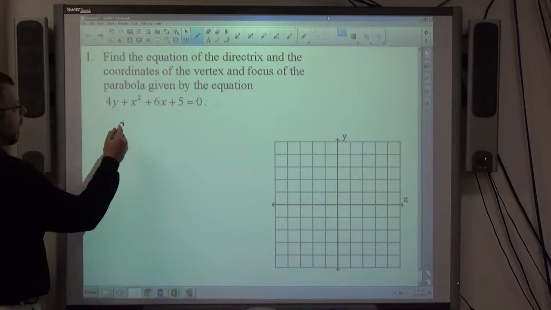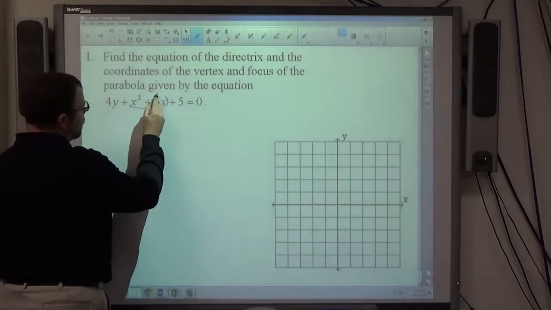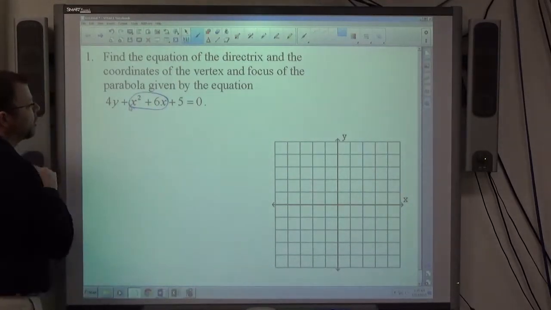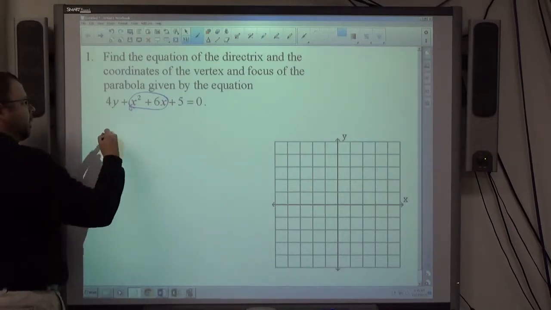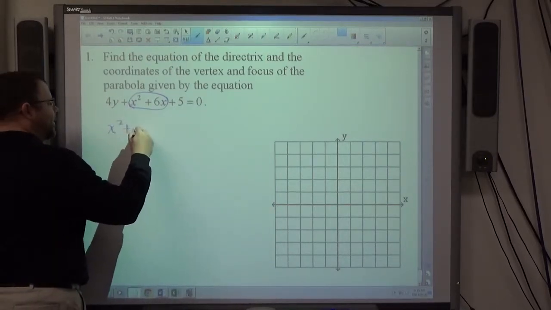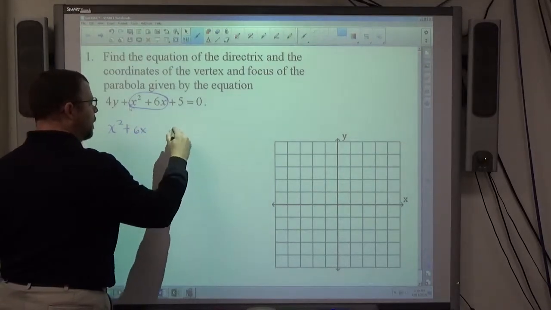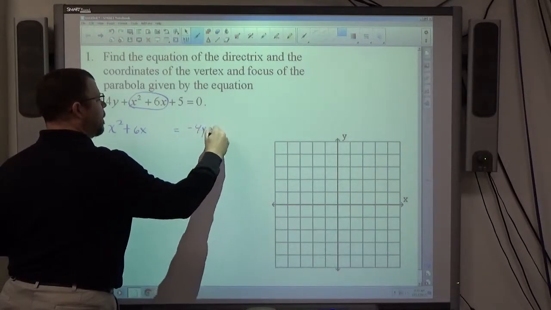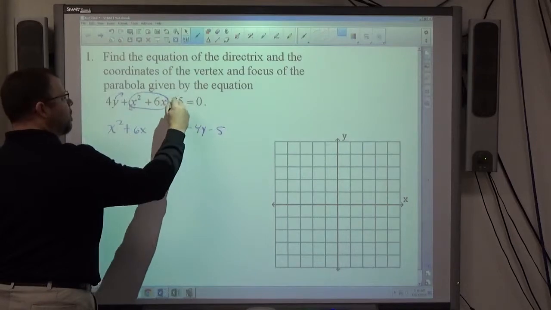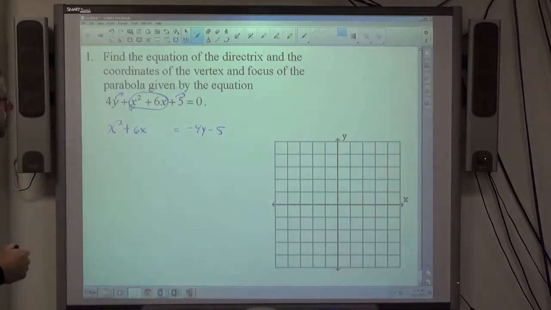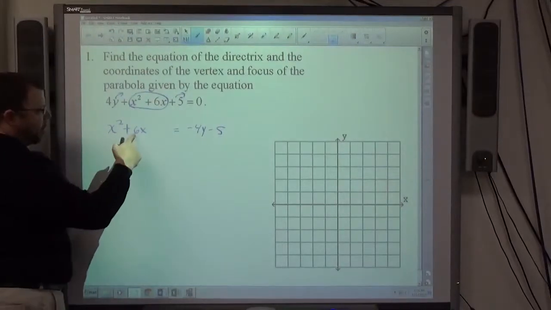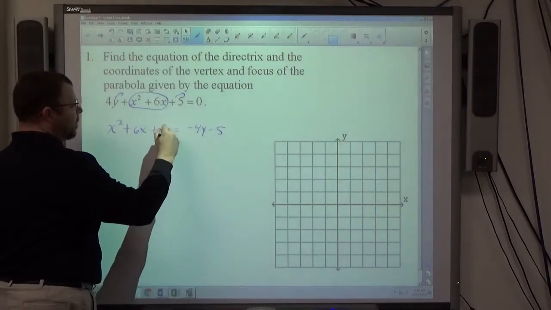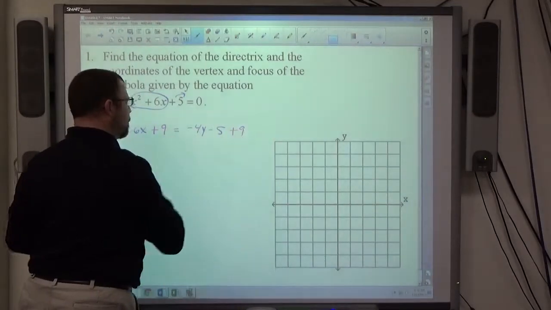I want everything x to be on one side and everything y on the other side, since x is squared, I want the constant to go with y. So I'm going to say x squared plus 6x, leave a gap, equals negative 4y minus 5. The 4y and the 5 moved over, so they changed signs. Next, I want to complete the square. I take half of 6 is 3, 3 squared is 9, so plus 9 goes to both sides.